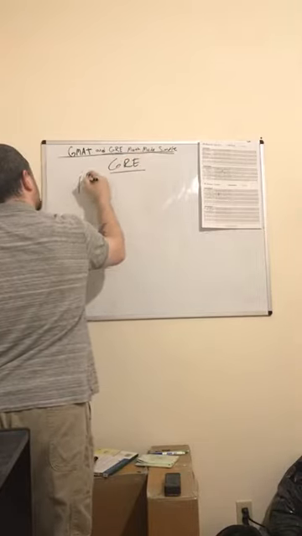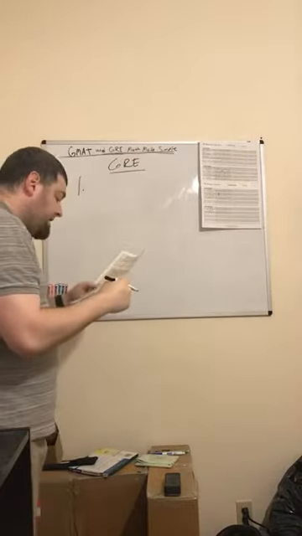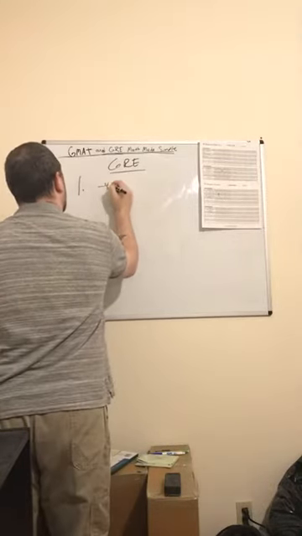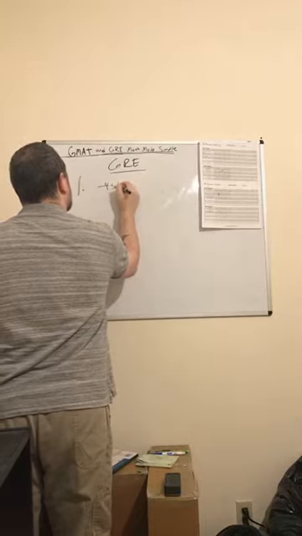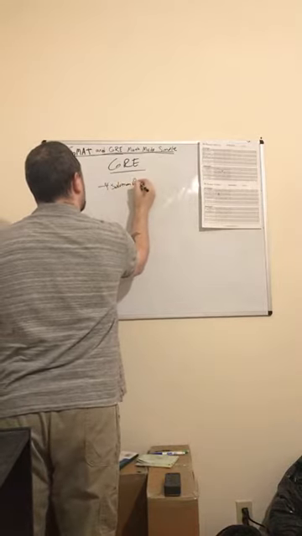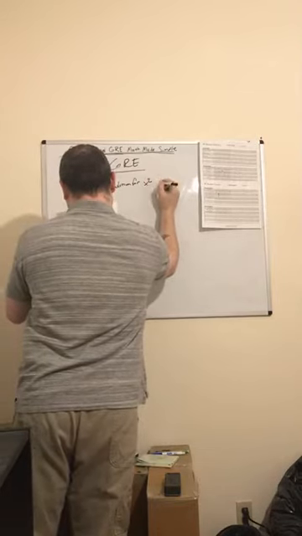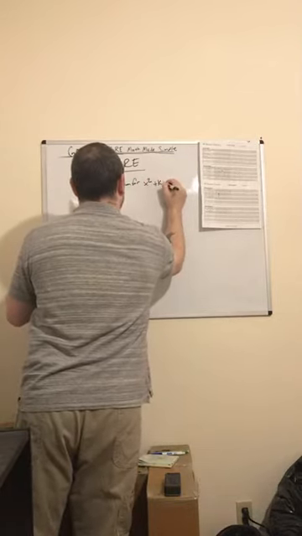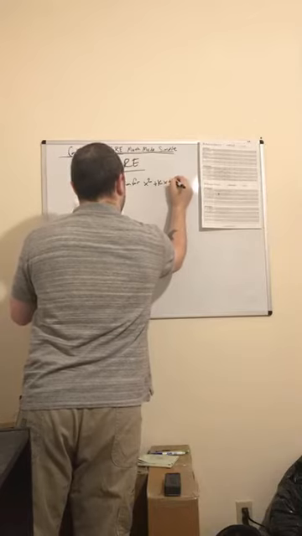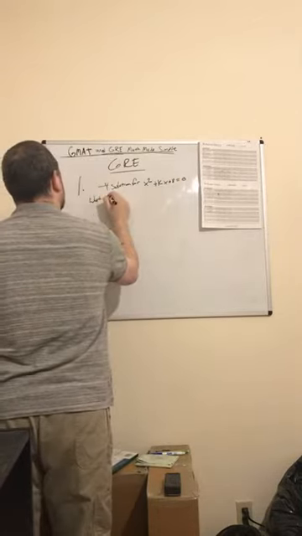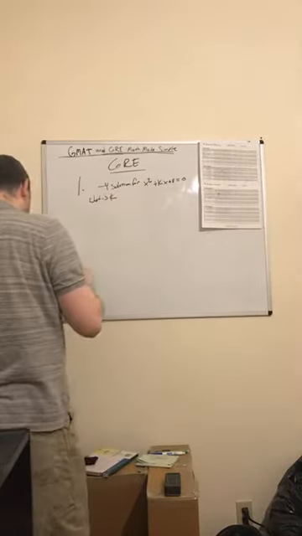The first question that was posed on Monday was: if negative 4 is a solution for x in x squared plus kx plus 8 equals 0, what is k? Okay?